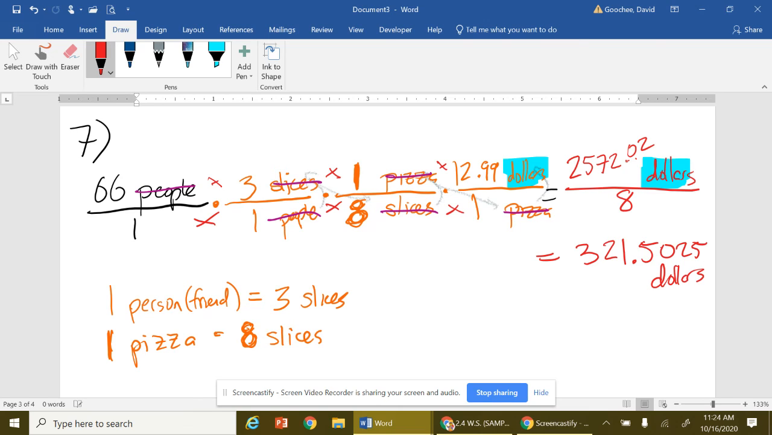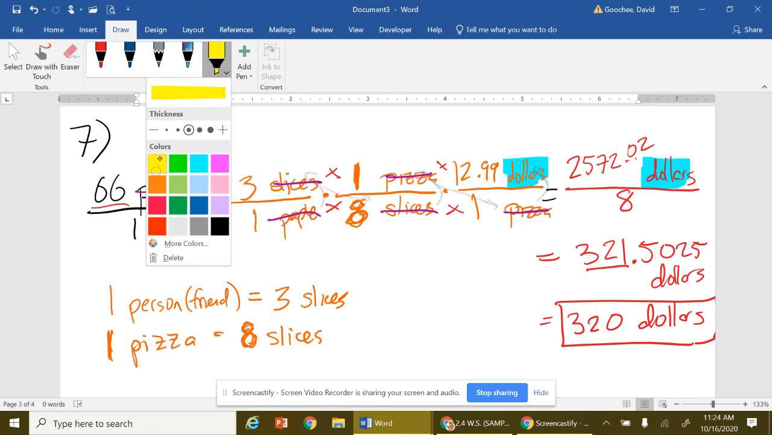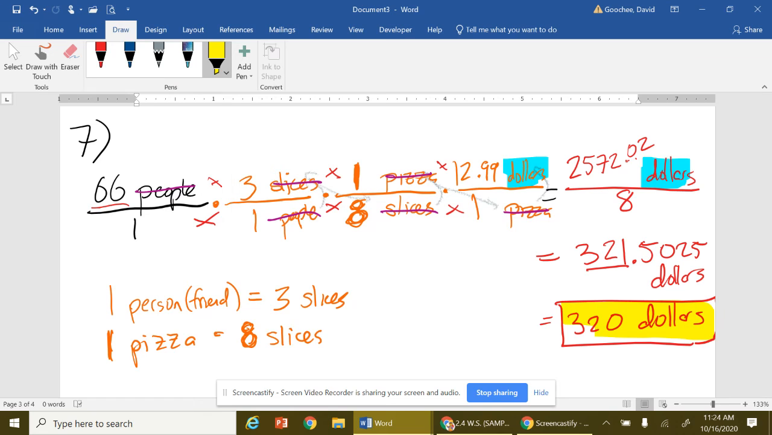Now this is exact. We have about 66 people. All right, we'll go 2 sig figs here. Okay, 2 sig figs. So we get to keep the 3 and the 2. $320. About $320 to host this pizza party. All right, to feed 66 of your friends pizza, $320. Keep that in mind when you're planning a birthday party, right?